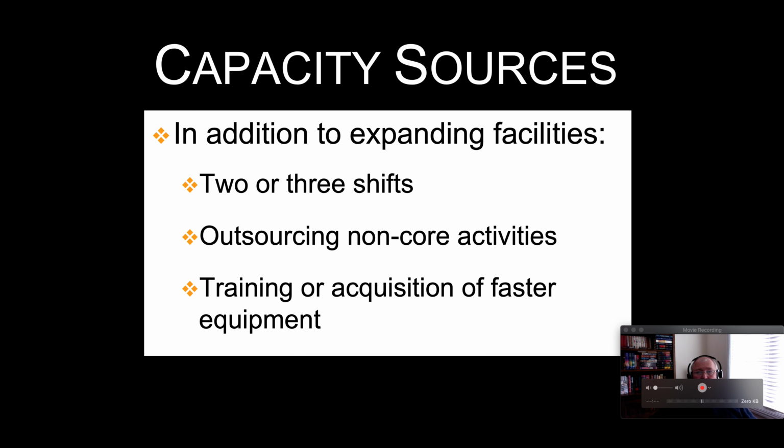So there might be other ways besides expanding facilities to expand your capacity. You know, maybe you go to 2 shifts or 3 shifts instead of just a day shift. Maybe you outsource more activities so that you're not doing that yourself now, somebody else is doing that for you, and you're essentially buying capacity from them. Maybe you do training, so people are now able to work more efficiently and effectively than they were before as a result of the training. Or maybe you acquire faster equipment or more accurate equipment or equipment that produces less flawed output. So those are examples of sources of additional capacity.